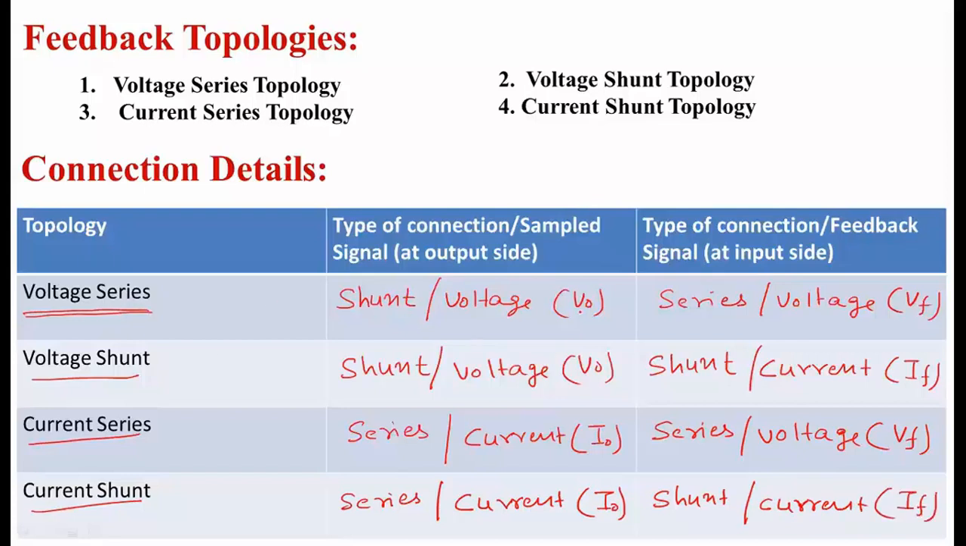For the voltage series type of connection, beta is equal to the output of the feedback network, VF, so beta is equal to VF by V node. For the voltage shunt topology, beta is equal to IF by V node. For the current series connection, beta is equal to VF by I node, and for the current shunt topology, beta is equal to IF by I node. So this was all about the connection details for all of the topologies.